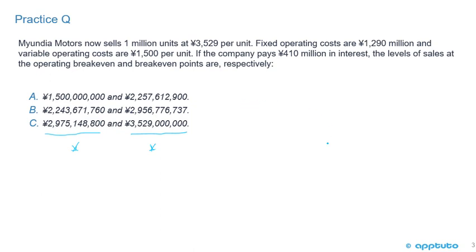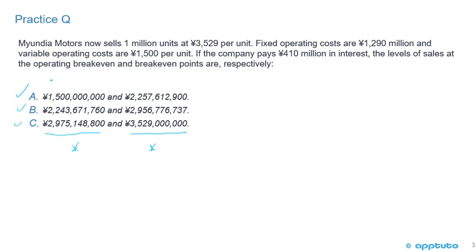Okay, so you can see here, Hyundai Motors now sells 1 million units at 3,529 yen per unit. Fixed operating costs are 1,290 million yen, and variable operating costs are 1,500 yen per unit. If the company pays 410 million yen in interest, the levels of sales at the operating break-even and break-even points are respectively, and I won't read all these numbers just in the interest of time, but they're giving you 3 solutions, A, B, or C.